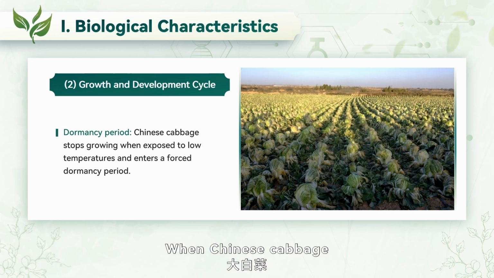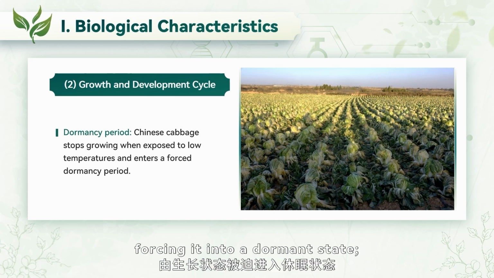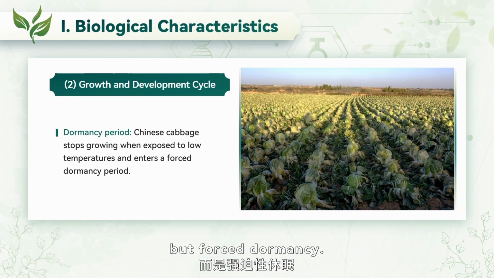Dormancy period. When Chinese cabbage encounters low temperatures at the later stage of heading, its growth and development process are inhibited, forcing it into a dormant state. The dormancy of Chinese cabbage is not physiological dormancy but forced dormancy.